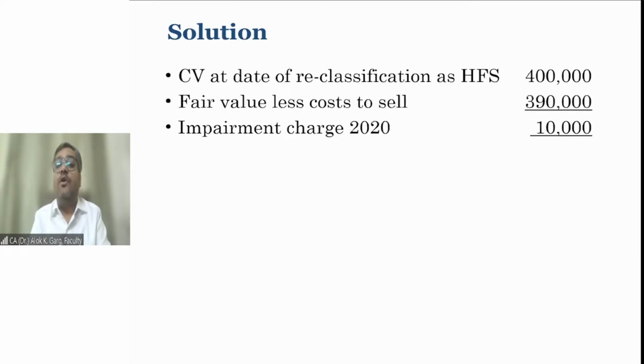Step number two. What is my step number two? Compute fair value less cost to sell, which is given in the question, 3,90,000. What is my step number three? Measure non-current asset held for sale at lower of carrying value and fair value less cost to sell. You remember these three steps which I have covered in the last class? It was there in the Excel file. Let me show you these three steps which I have already covered.